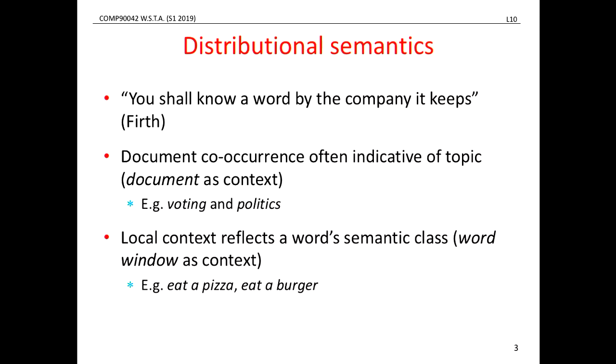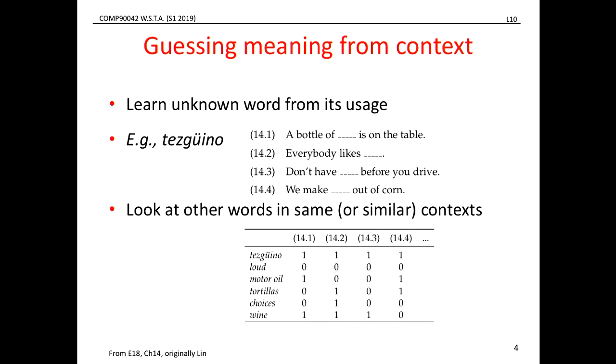The local context is going to tell you a lot about the word's semantic class, also the syntactic class. So eating a pizza, eating a burger, we can see that these two words are occurring in the same context of eating. They have a determiner before them. This is a signal that they might be talking about similar things, in this case, food items. But let me show you a more fleshed out example.